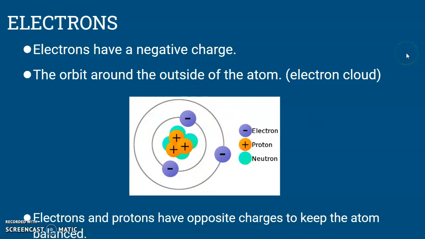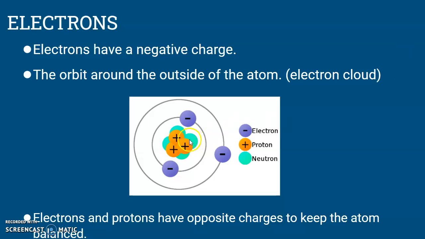Electrons and protons have opposite charges to keep the atom balanced. If the atom would lose an electron, it would then get a positive charge. If it would gain an electron, it would get a negative charge. The electrons and the neutrons could change. The protons always stay the same. If you were to change the protons, you would actually end up changing the atom altogether.